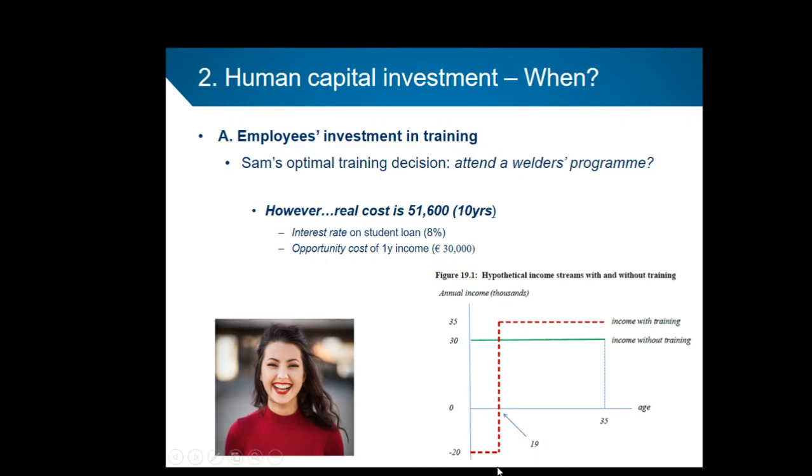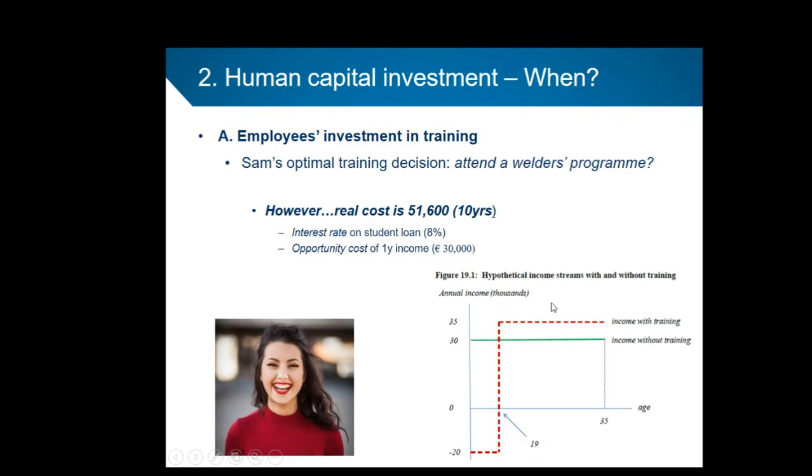So this is the opportunity cost, and this is nicely explained in the figure that's also on the slide. So without the program, her income would be a steady line of 30,000 euros a year. As displayed here, with the program, she will be at 0 for a year, and then she will jump to 35,000 euros a year until she is 35 years old.